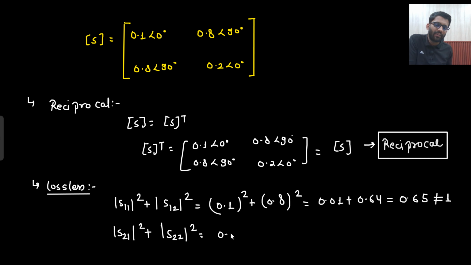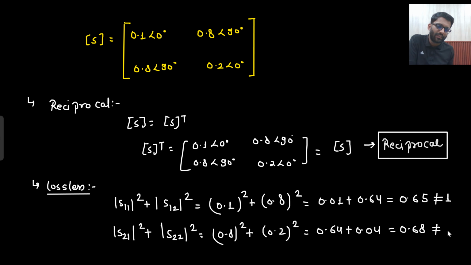And if you do the second one, that is 0.8 square plus 0.2 square. 0.8 square is 0.64 and 0.2 square is 0.04. That is equal to 0.68, which is not equal to 1. So certainly it is not lossless. Certainly there will be loss.